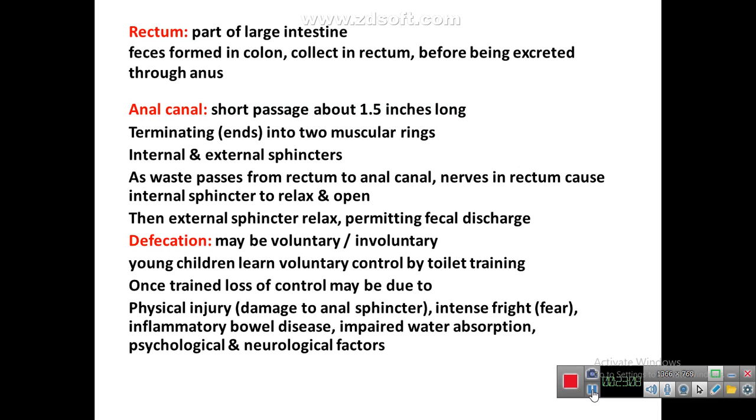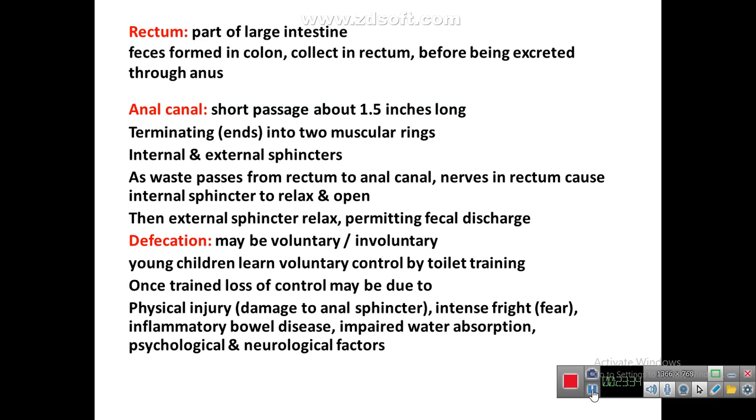As waste passes from the rectum to the anal canal, nerves in the rectum cause the internal sphincter to relax and open. So the waste from the rectum will move toward the anus. Then the external sphincter relaxes and opens, permitting the fecal discharge, meaning moving the waste material out of the body.